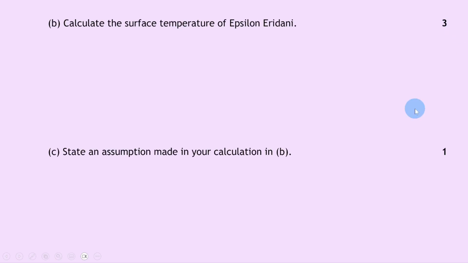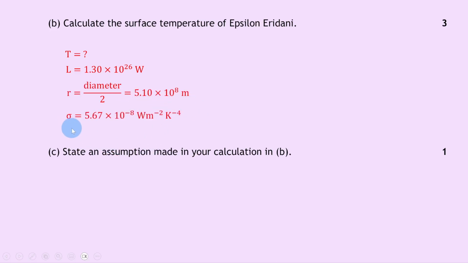Well, writing down what we know from the question, this time we're trying to find the surface temperature T. We know that the luminosity L is 1.30 times 10 to the 26 watts that we just calculated. The radius R can be found from dividing the diameter by 2, which will give us 5.10 times 10 to the 8 metres. And lastly, Stefan Boltzmann's constant sigma is equal to 5.67 times 10 to the minus 8 watts per metre squared per Kelvin to the minus 4, and you'll find that value in the datasheet.